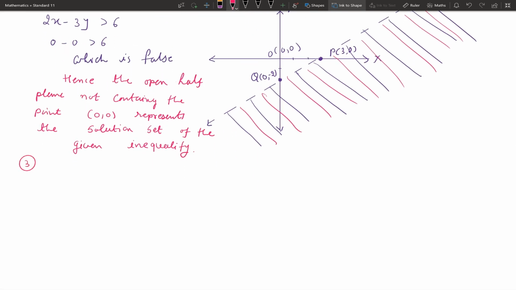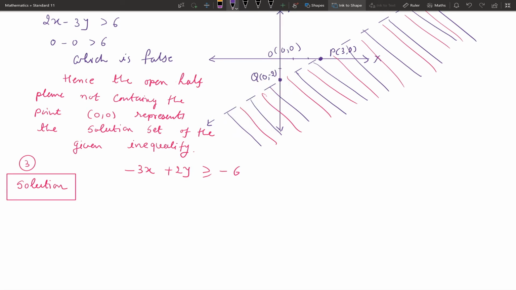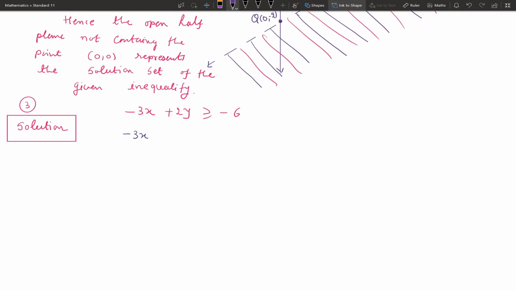We take the next example, minus 3x plus 2y greater than or equal to minus 6. So let us discuss the solution of this linear inequality graphically in a two-dimensional plane. Now we have given minus 3x plus 2y greater than or equal to minus 6.